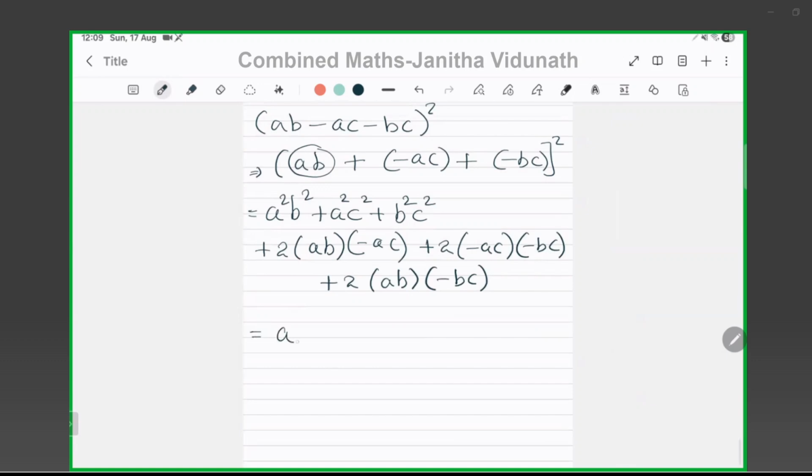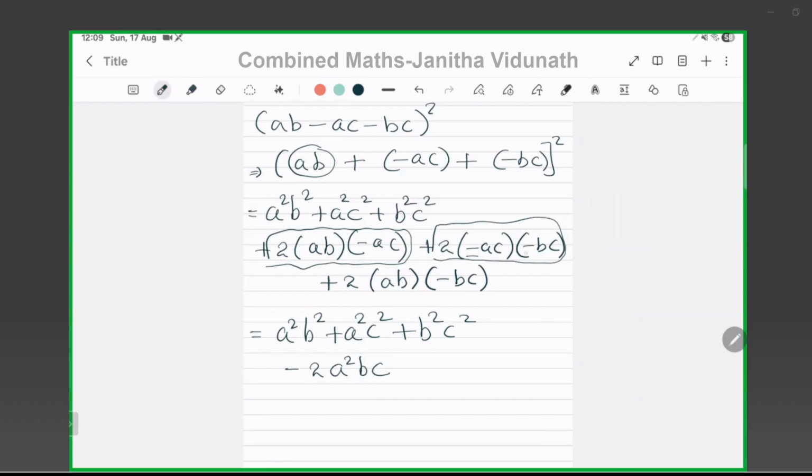Then we get a square b square plus a square c square plus b square c square. Then from here we get minus 2 times a square bc. From this we get minus times minus plus. Then we get 2 times c square. Then we get abc square. And finally we get minus 2a b square c. This is our final answer.